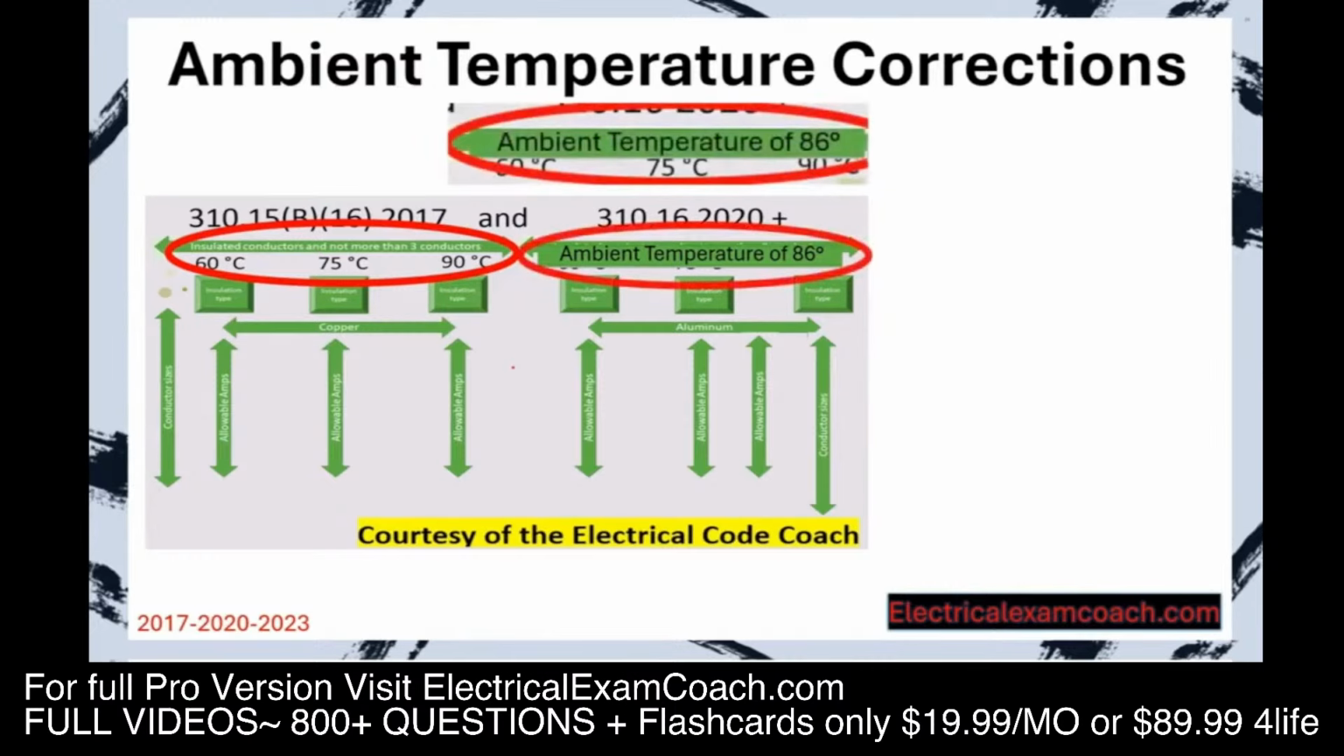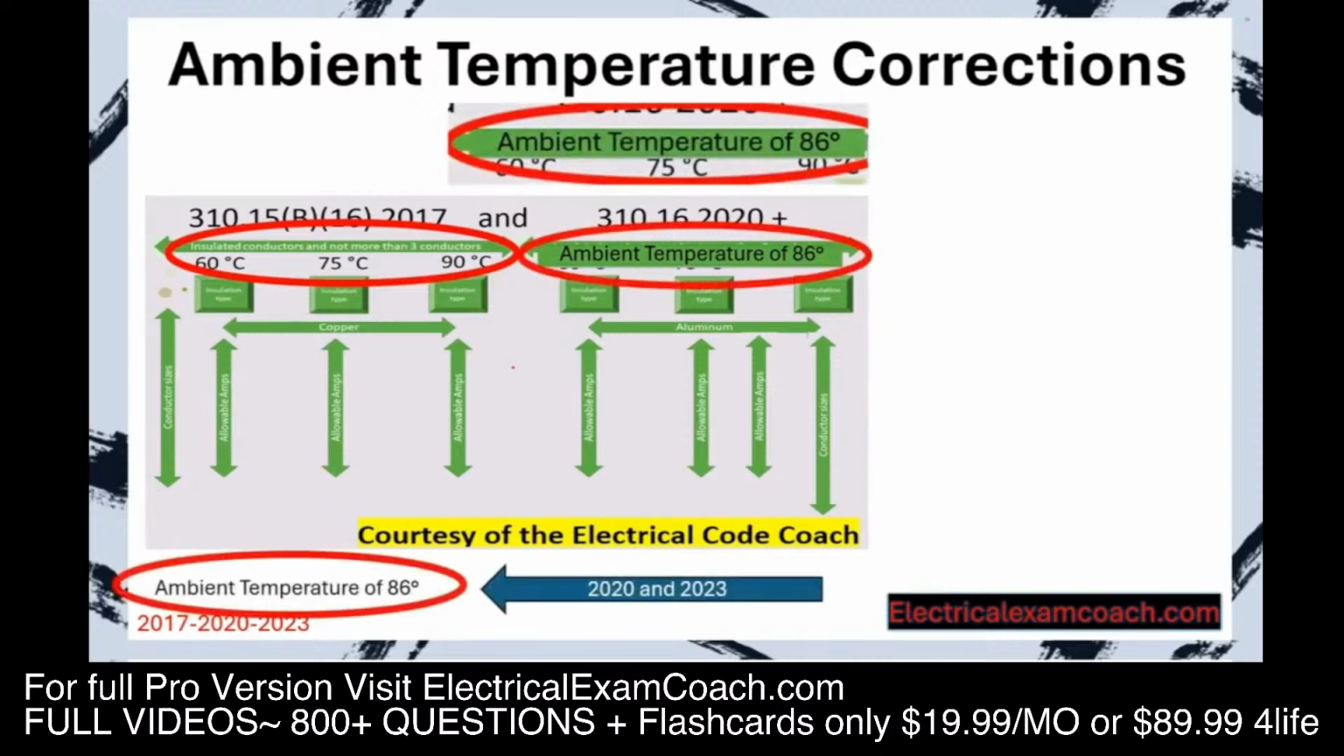Now, if you're in the 2017, it's at the top of the table. If you're in the 2020 and the 2023, it's at the bottom of the table. And what it's stating is that these values are true in this table as long as you're in an ambient temperature of 86 degrees Fahrenheit. Anytime you get outside of that ambient temperature, you're going to have to do an ambient temperature correction.